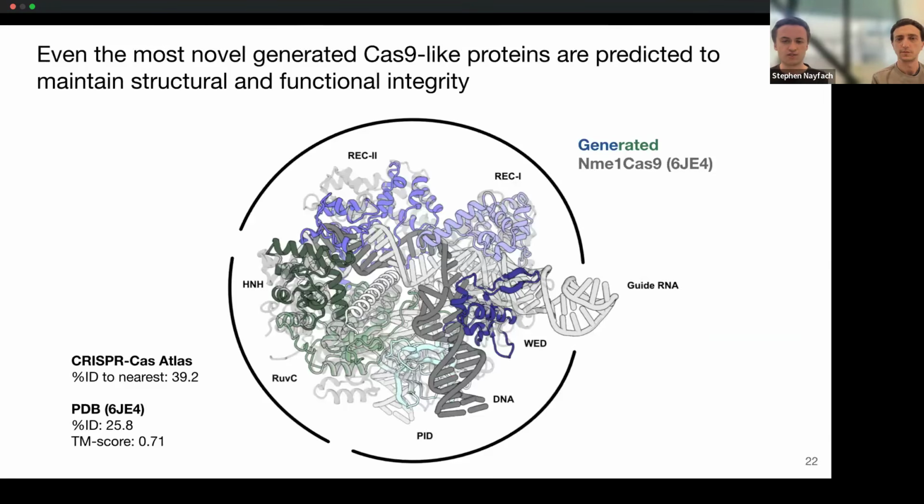One interesting protein that we found was this generated sequence shown here with the domains colored and labeled. This protein was only 39.2% identical to the closest natural counterpart in the CRISPR-Cas Atlas. It was predicted by AlphaFold to fold into a structure that looked complete. So you can see all the domains of this Cas9 protein colored and labeled. And when we aligned this to the PDB, we found that it most closely resembled NmeCas9 with a TM score of 0.71, meaning they're generally the same structure, and only a sequence identity of 25.8%.